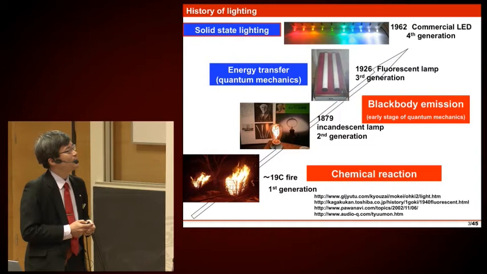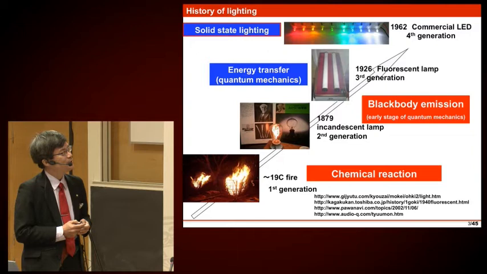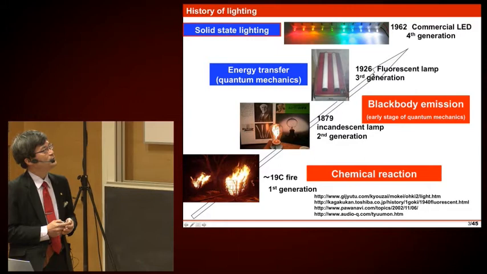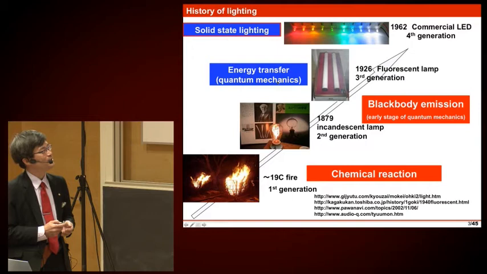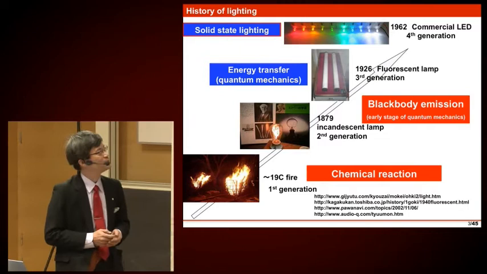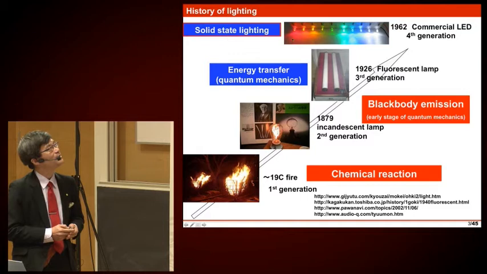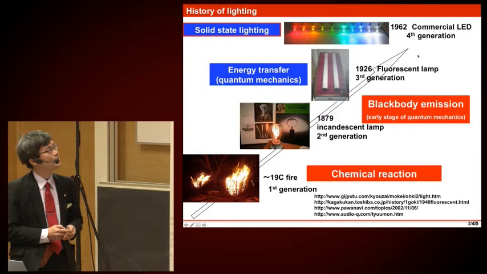The principle is the black body emission. So it's an early stage of quantum mechanics. And in 1924, this is the real quantum mechanics system, that is fluorescent lamp. But this system needs a vacuum and a small amount of mercury atoms. Then in 1962, the newcomer, solid state lighting system based on semiconductors has been commercialized. This is the so-called fourth generation artificial lighting.